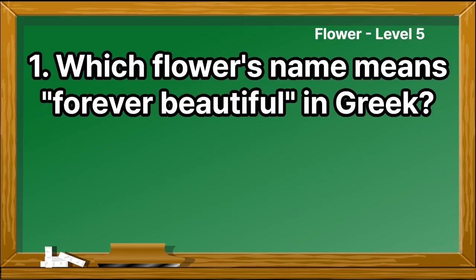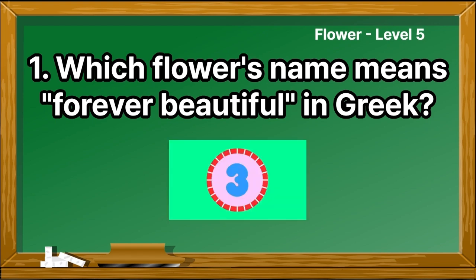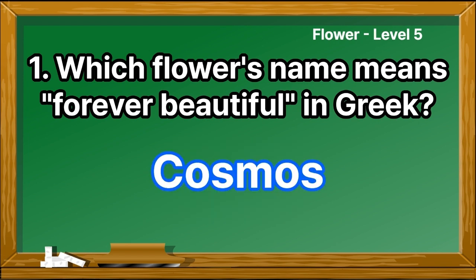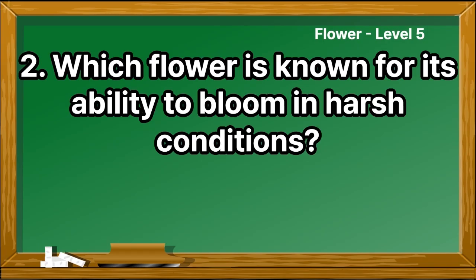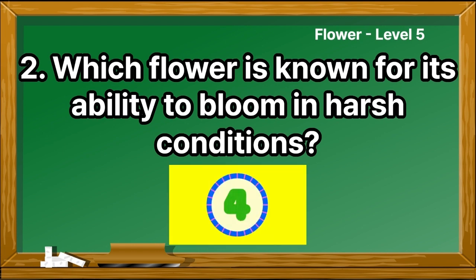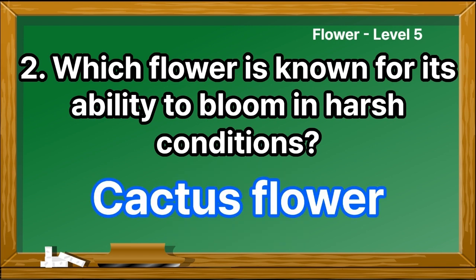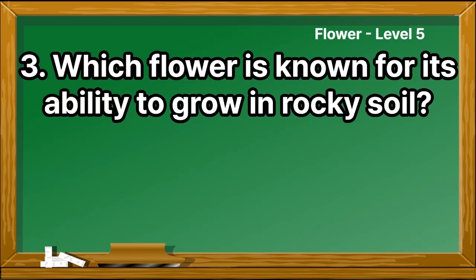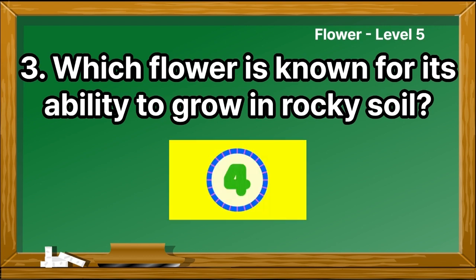Which flower's name means forever beautiful in Greek? Cosmos. Which flower is known for its ability to bloom in harsh conditions? Cactus flower. Which flower is known for its ability to grow in rocky soil? Rock rose.